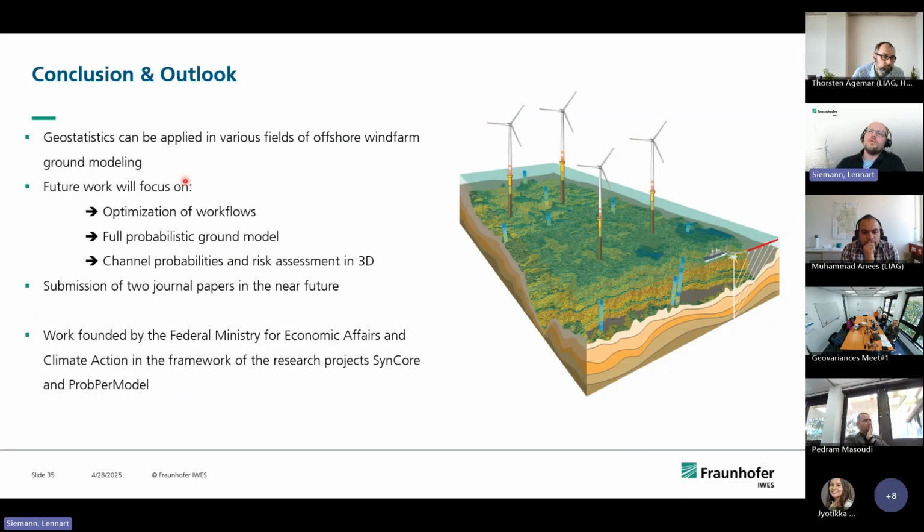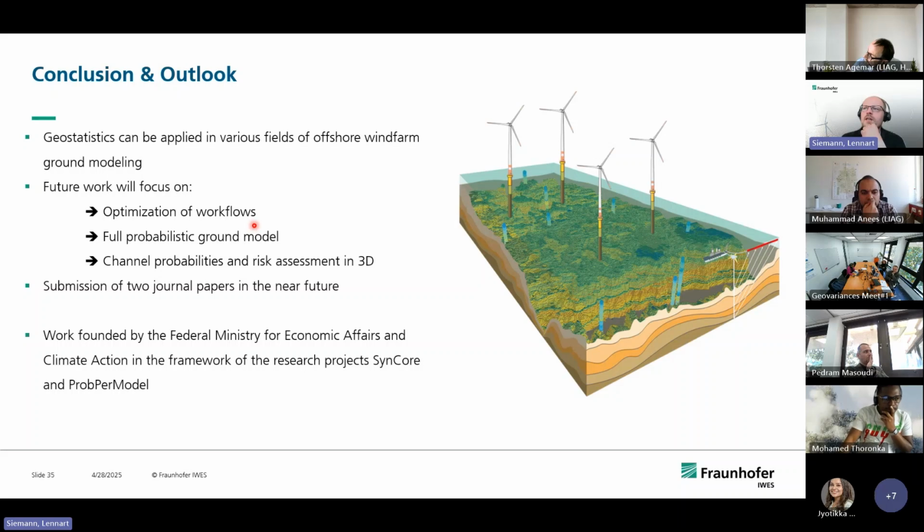So in the future, we will focus more on optimization of workflows. I put this in here because we are actually encountering calculation issues now, since the offshore wind farm areas are quite large and we want to have a very high resolution, specifically vertically. And so we need to find ways on how to improve that, because otherwise we might run into calculation issues here.